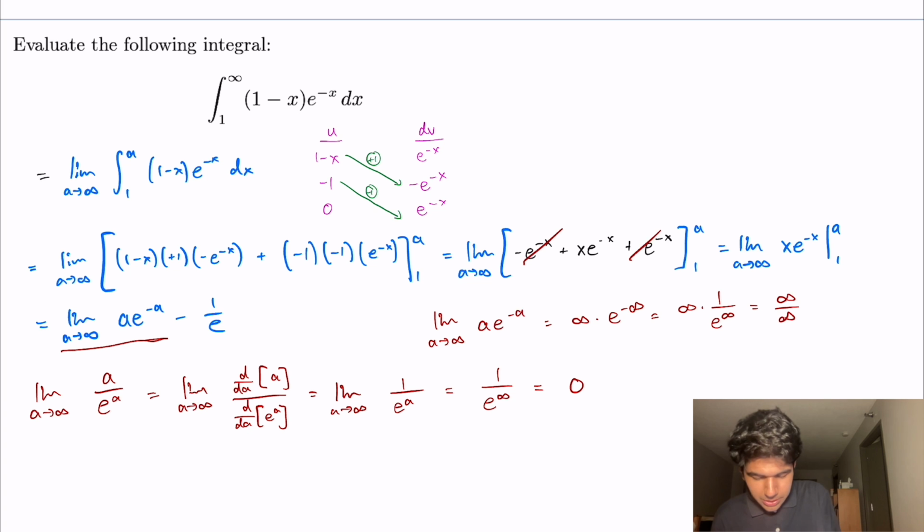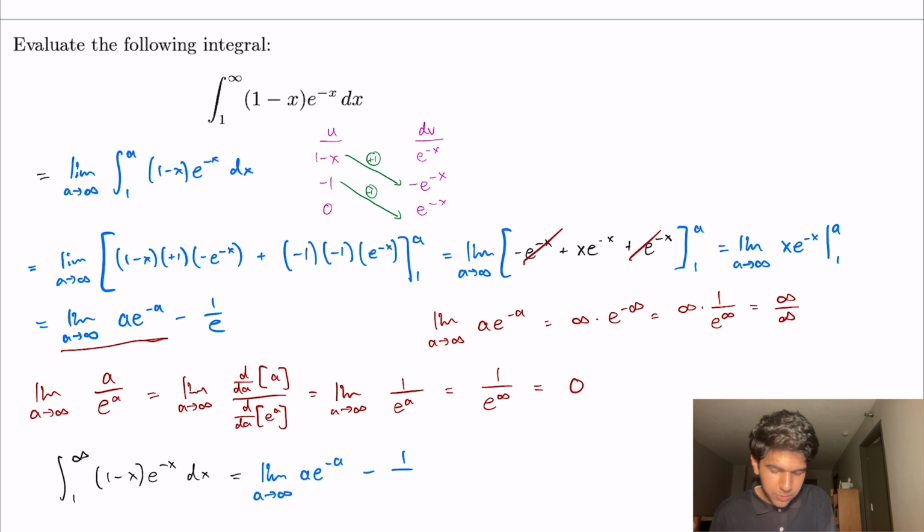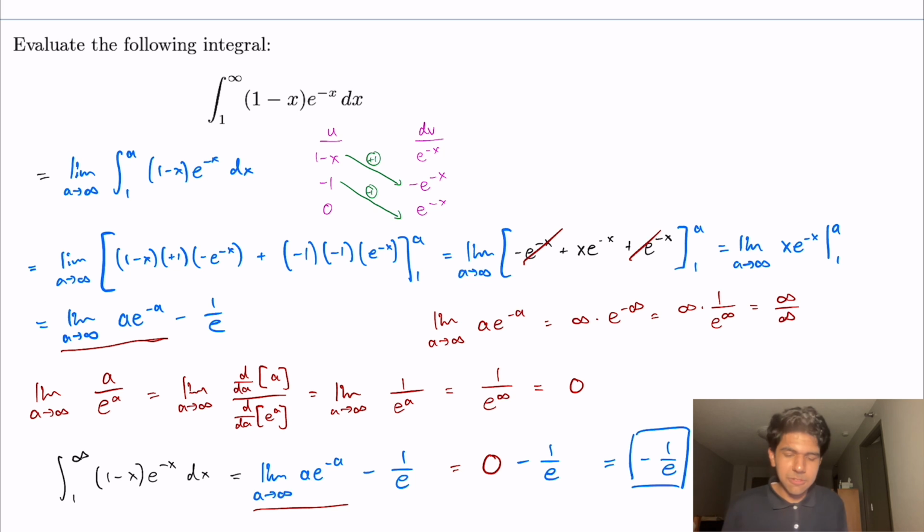So that means our integral from 1 to infinity of 1 minus x e to the negative x dx, we concluded that this was equal to the limit as a approaches infinity of a e to the negative a minus 1 over e, but we said that this limit was equal to 0, but we subtract away our 1 over e, and our answer is negative 1 over e.